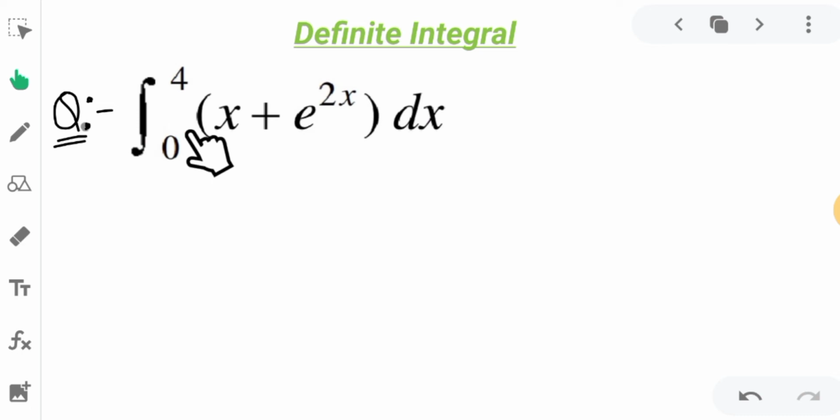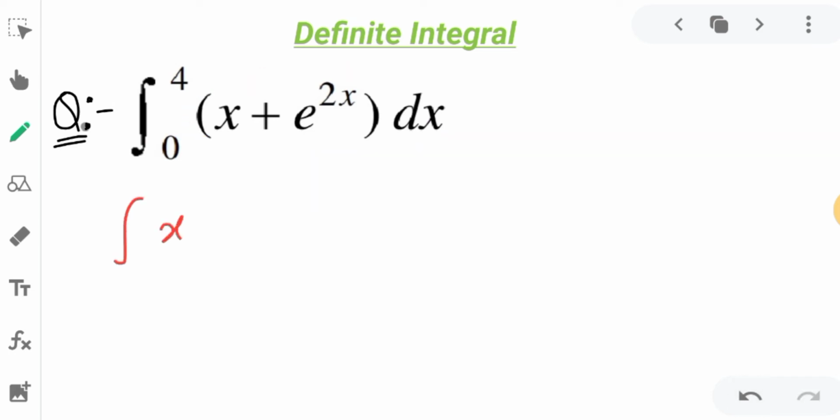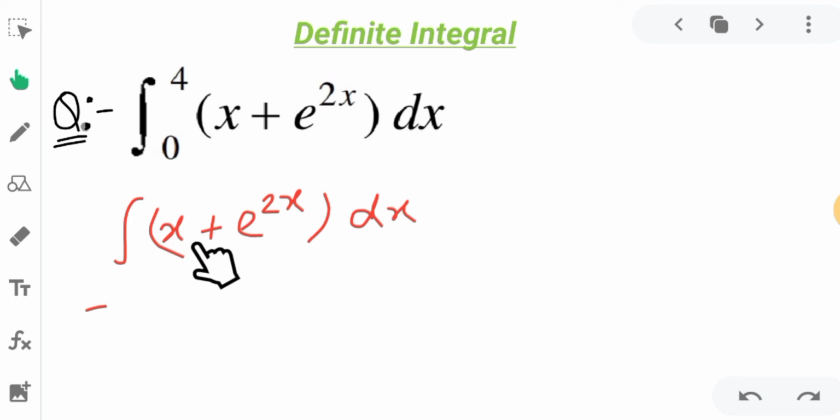We have to find the integration of x plus e to the power 2x dx, with lower limit 0 and upper limit 4. Similarly, first I will try to find the integration of this, and you know how to do it. So how can we do this? There are two terms, x and e to the power 2x, and both are attached with a plus sign.